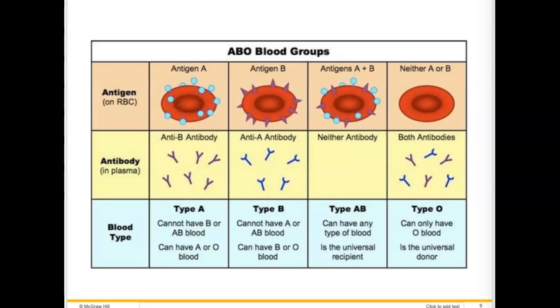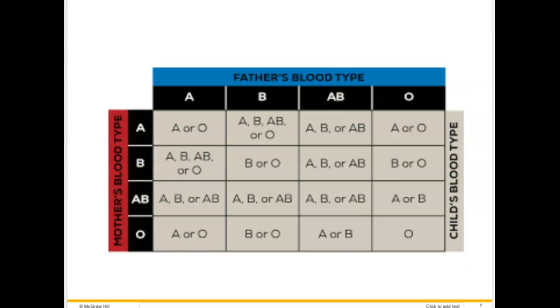The antibodies found in A blood are anti-B and cause clotting. The antibodies in type B blood are anti-A, which can cause clotting. AB blood has neither anti-A nor anti-B antibodies, while type O blood contains both. One way to rule out paternity is through blood typing.